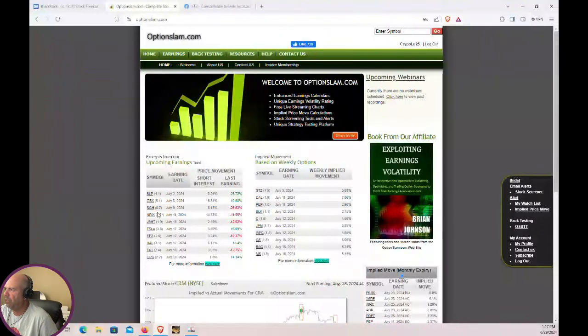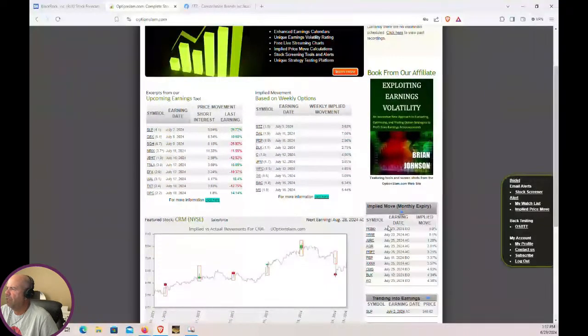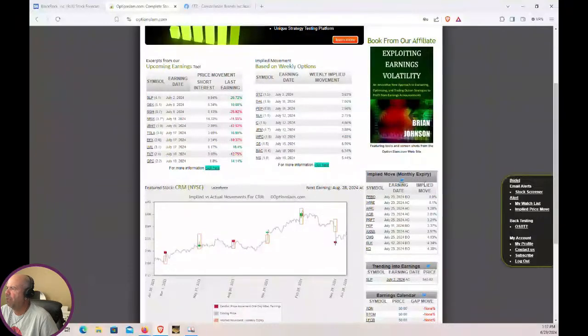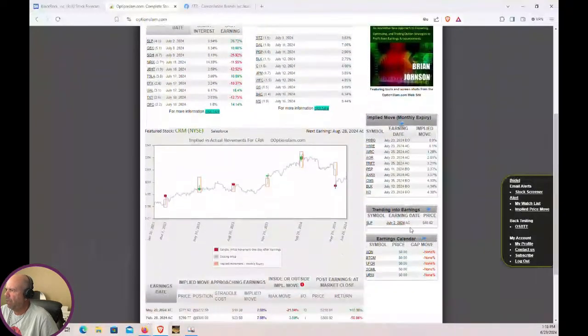See this company here, short interest 14%. It could be like a short squeeze. Last earnings they were down 11%. So probably gonna take a look July 11. So now, based on the weekly options implied movement, the earning dates, the companies, and the weekly implied movement. So also they have this whole column down the right hand side, implied movement monthly expiry. So all the monthly, which I really don't like.